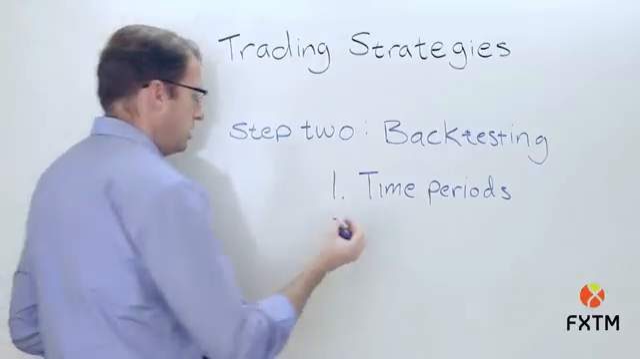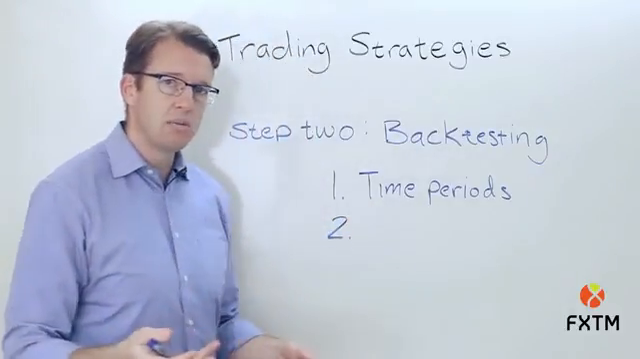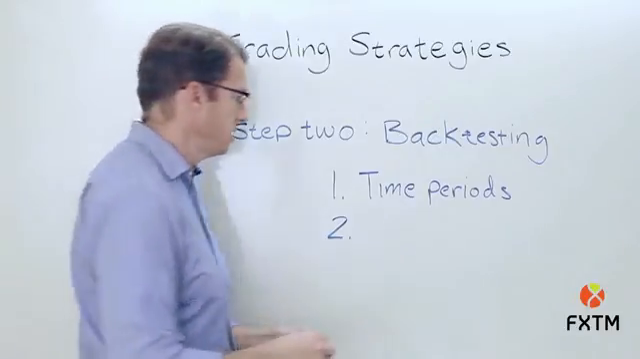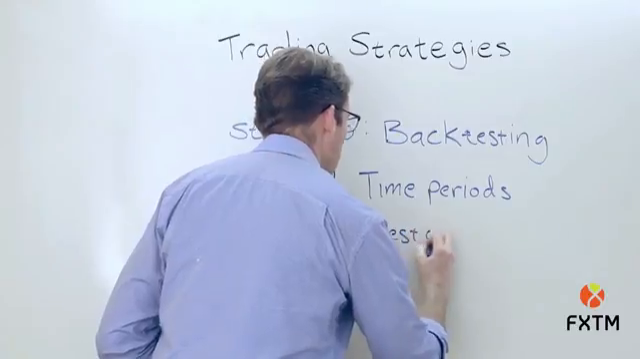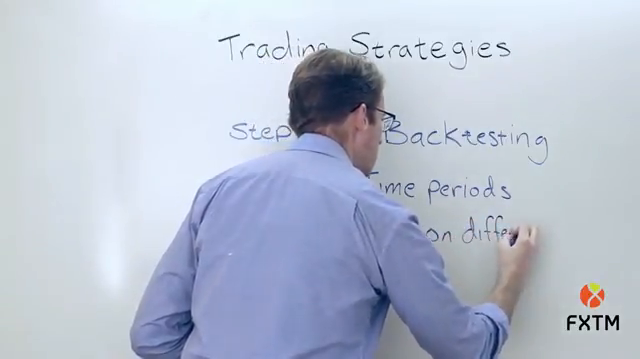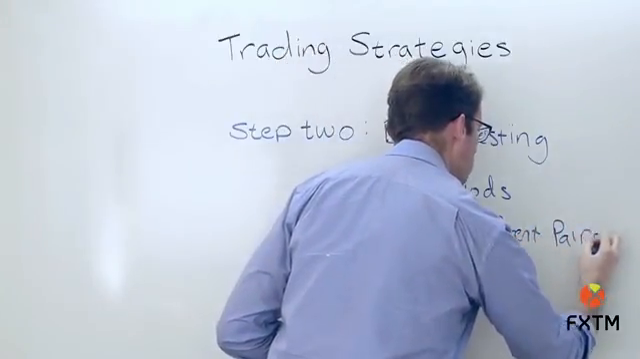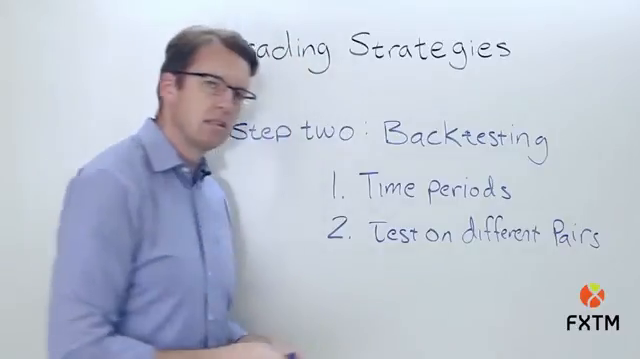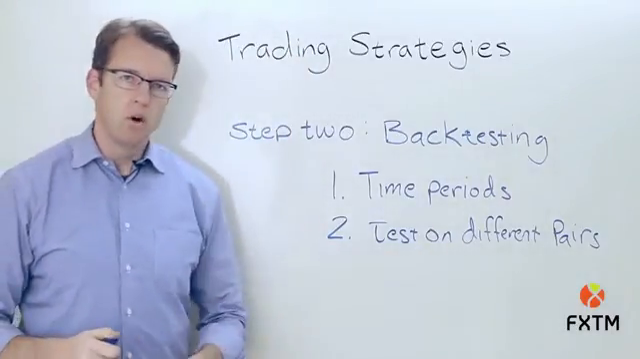Number 2 is, if you have a system that you've developed on, let's say, a particular currency pair, like the euro dollar or something like that, well, test it on different pairs. So by doing this, you'll be able to improve your confidence that this isn't something that may just be an anomaly or where you're doing a little bit of overfitting.